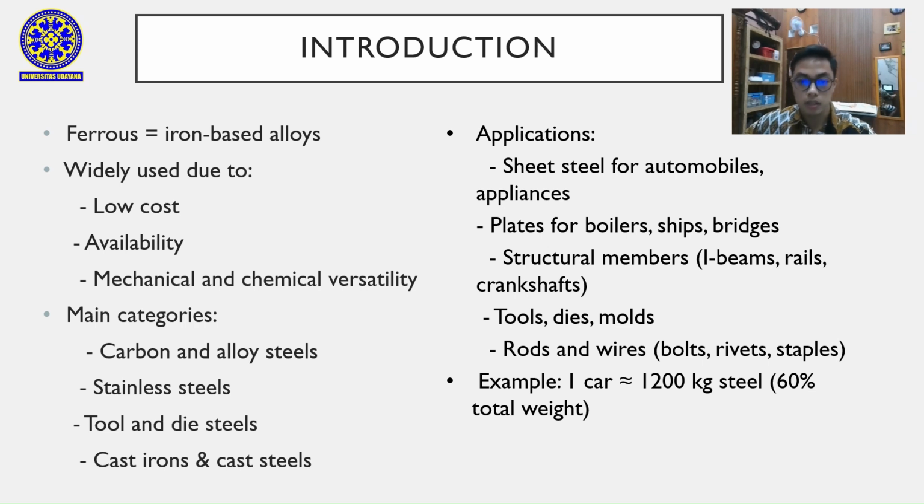In terms of applications, ferrous metal alloys are literally everywhere. They are used as sheet steel for automobiles and appliances, as plates for boilers, ships, and bridges, as structural members like I-beams and rails, and also for tools, dies, and molds. Even the small fasteners like bolts, rivets, and staples are made from ferrous alloys. To give you an example, an average passenger vehicle contains about 1200 kilograms of steel, which is about 60% of its total weight.